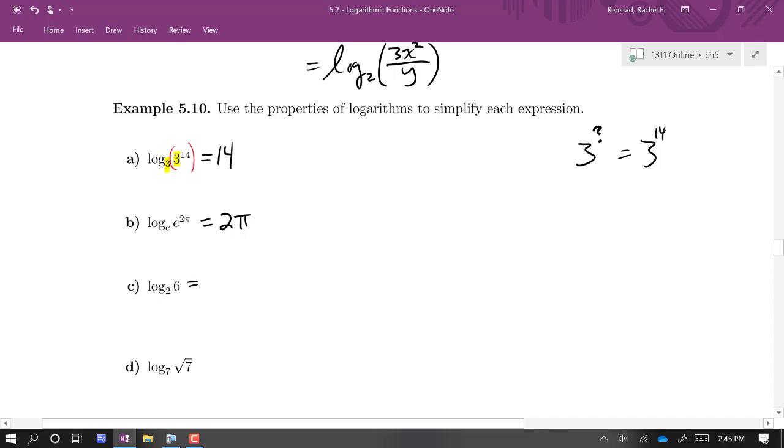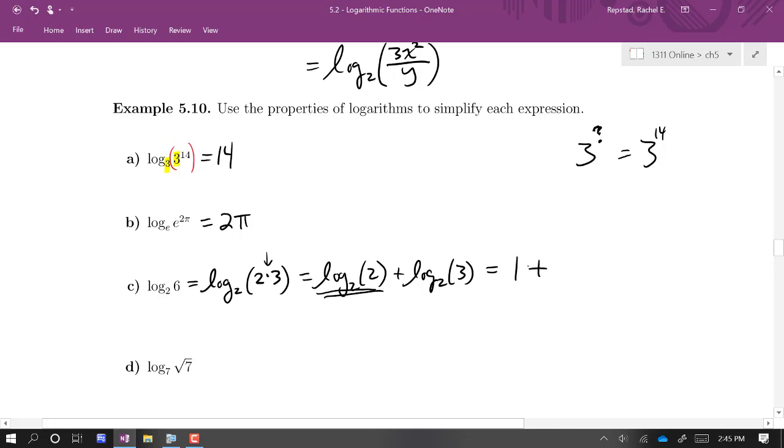6 I'm going to write as 2 times 3. So we've got log base 2 of 2 times 3. Now I've got a product, so I get log base 2 of 2 plus log base 2 of 3. And log base 2 of 2, well, I can rewrite that. What power do I put on 2 to get 2? The answer to that question is 1. And then 1 plus log base 2 of 3.